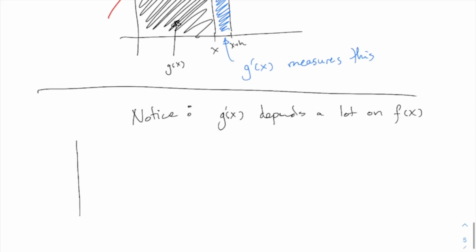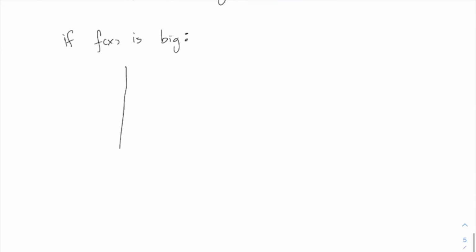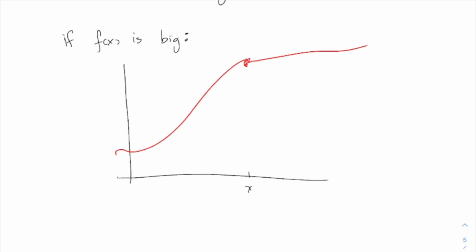I can draw the same picture again. How about this? If f of x is big, then what does the picture look like? Well, f of x is just the y value at x, right? So let's say f of x is big. That would be this y value. So that means the function looks kind of like that, right? This is f of x, all the way up there.